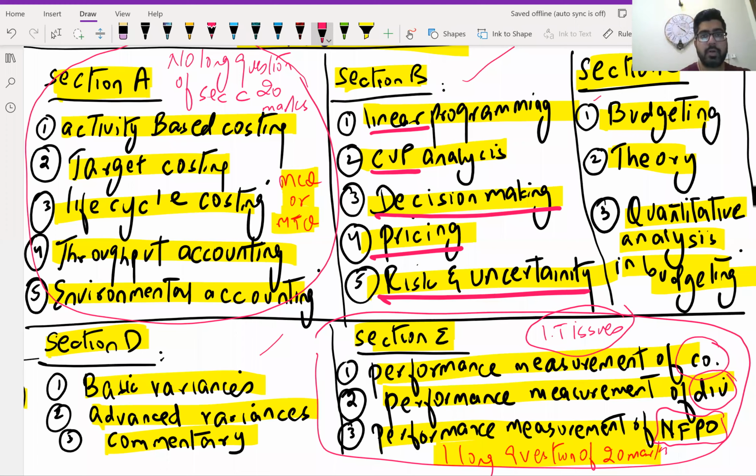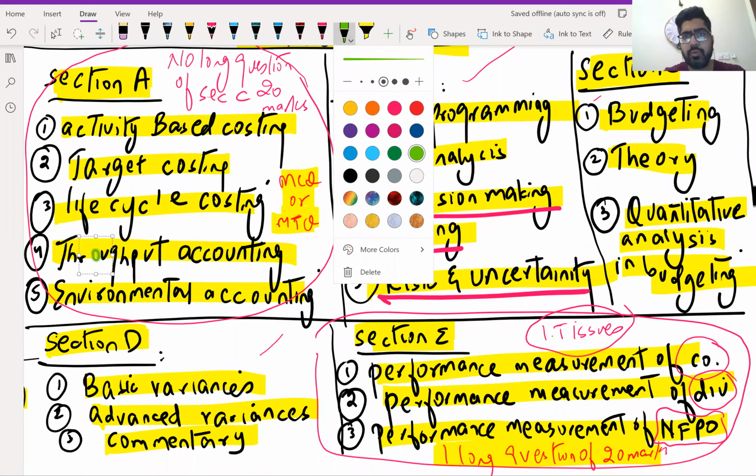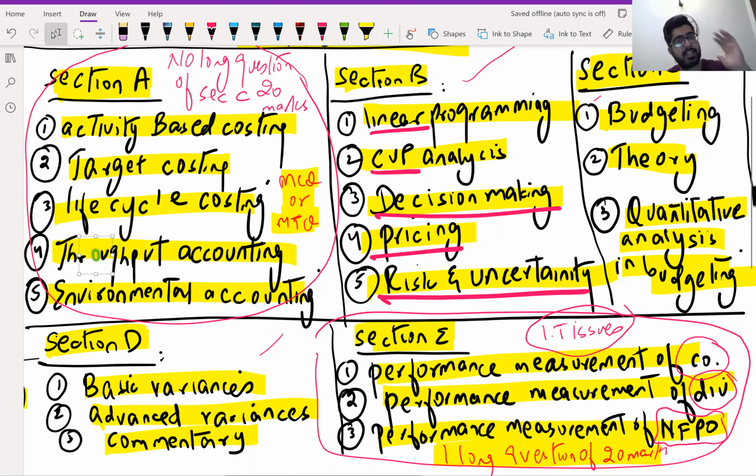Now our order of studies would be that obviously there is no need to follow the proper order of the book. We will follow as per our own strategy, because I'm the captain of the ship, so I know how to take the ship. Okay, so firstly, we will do the most favorite section of students, that is variances, section D.